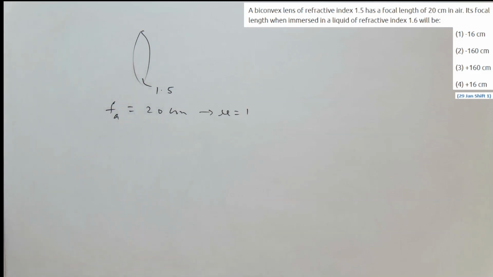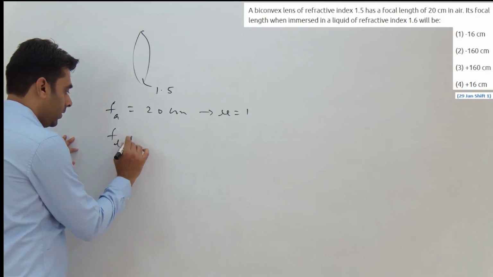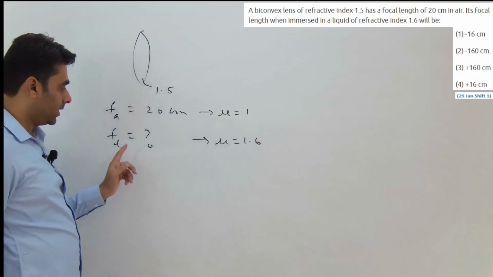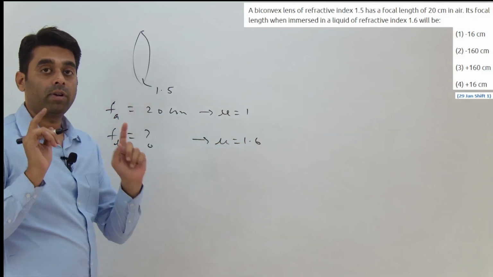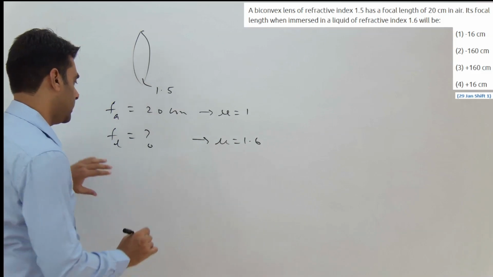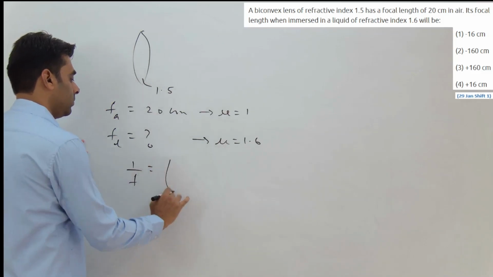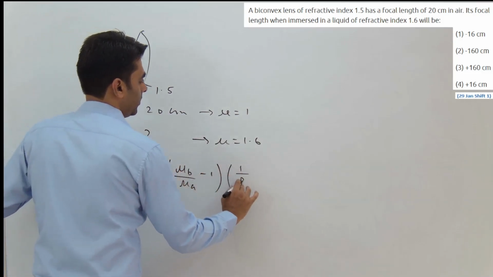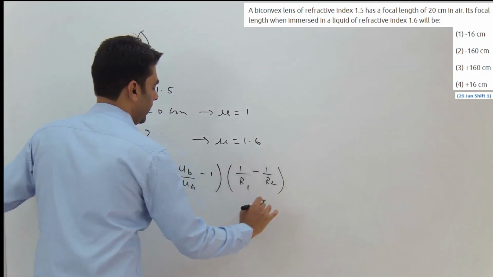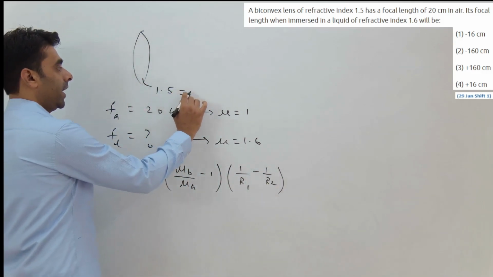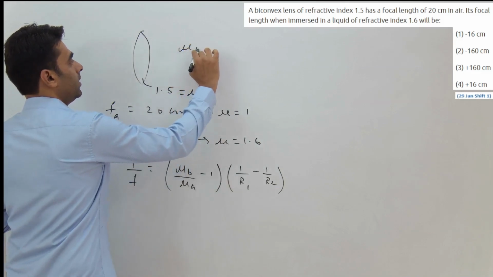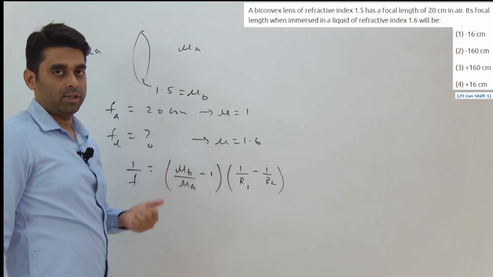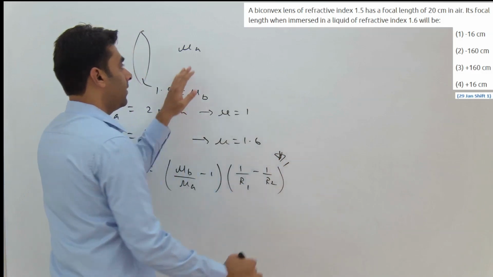So our question says that when it is immersed in a liquid of refractive index 1.6, then what will be the focal length? Let us calculate. What relation will we use? Lens maker's formula. What is our lens maker's formula? 1 by f is equal to mu B by mu A minus 1, into 1 by R1 minus 1 by R2. Mu B is the refractive index of the lens. Mu A is the refractive index of the surrounding. Please don't misunderstand, this is the general formula I have written over here.